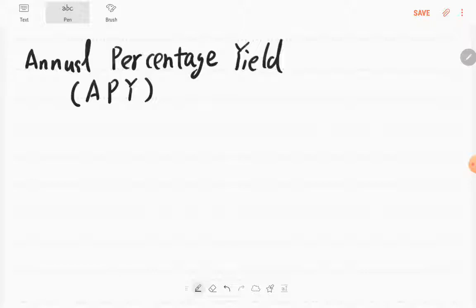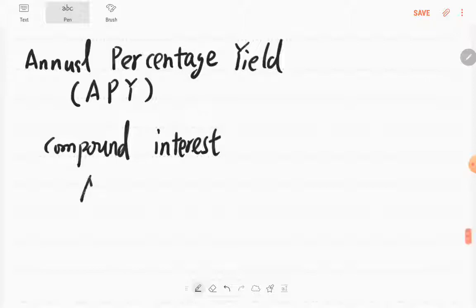So what is APY? If we have compound interest, not continuous interest, then the APY is equal to (1 plus r over m) to the m, minus 1.